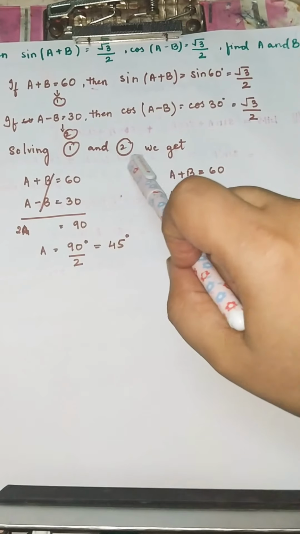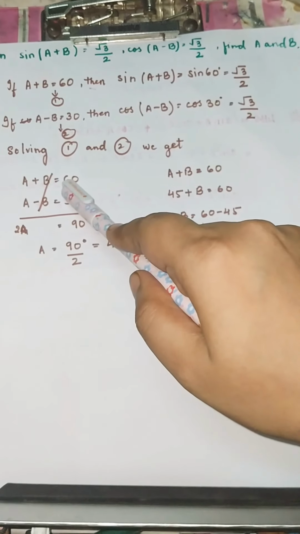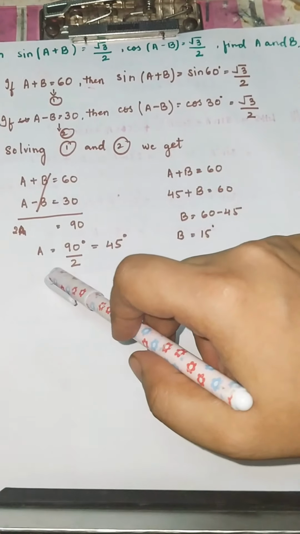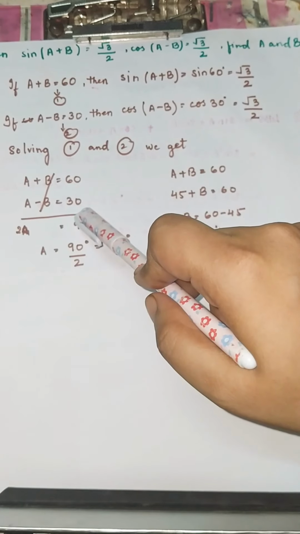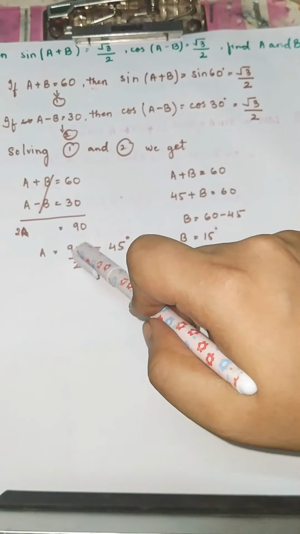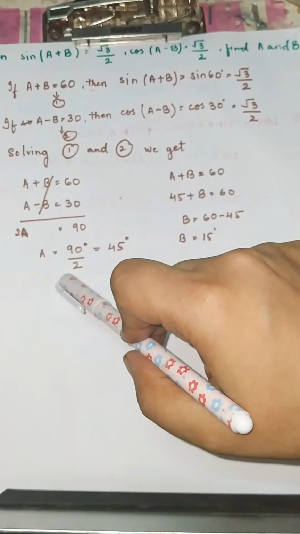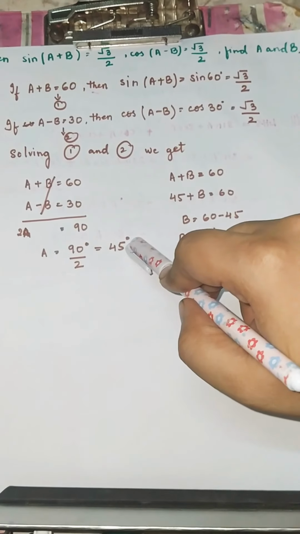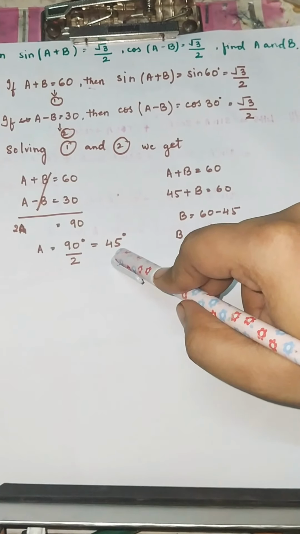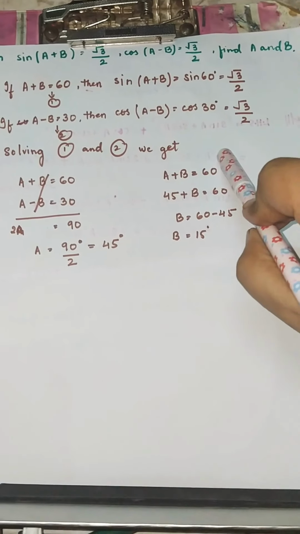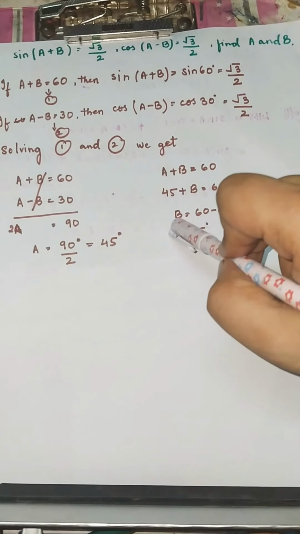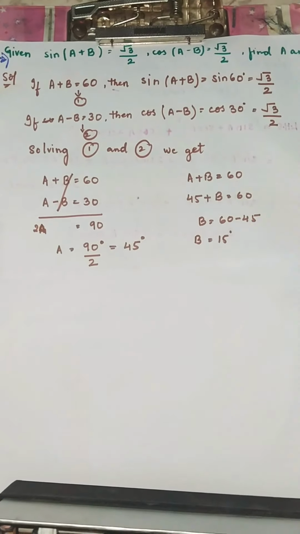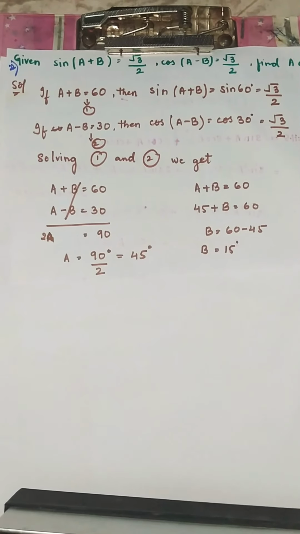Okay, now solving 1 and 2 we get A plus B is equal to 60. We know this. A minus B is equal to 30. Okay, now 2A is equal to 60 plus 30 is 90. A is equal to 90 by 2. 2 1s are 2, 2 4s are 8, 2 5s are 10. The answer is 45 degrees. A is equal to 45 degrees. Now you have to find B. A plus B is equal to 60, 45 plus B is equal to 60. B is equal to 60 minus 45. B is equal to 15. Okay, with this we have completed the important problems of trigonometry.